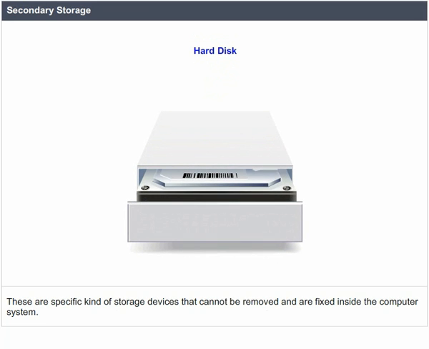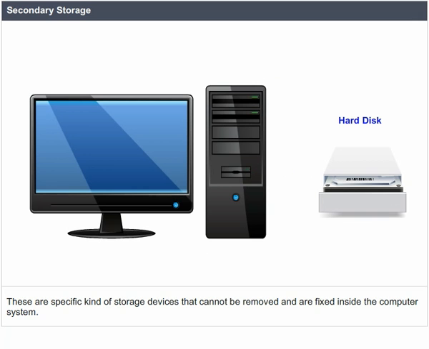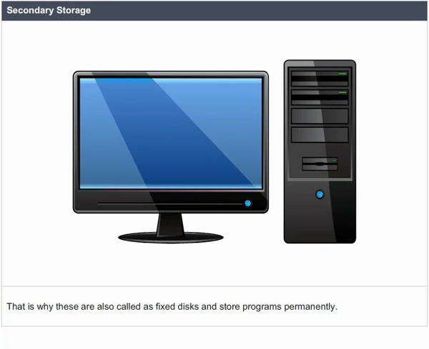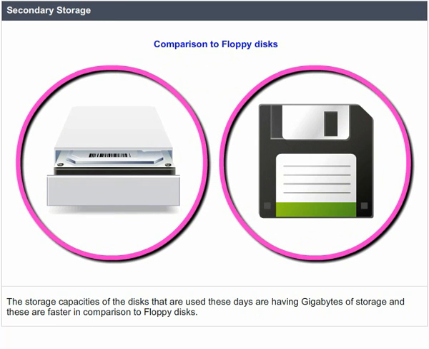Hard disk. These are a specific kind of storage device that cannot be removed and are fixed inside the computer system. That is why these are also called fixed disks, and they store programs permanently. The storage capacities of the disks used these days are in gigabytes, and these are faster in comparison to floppy disks.